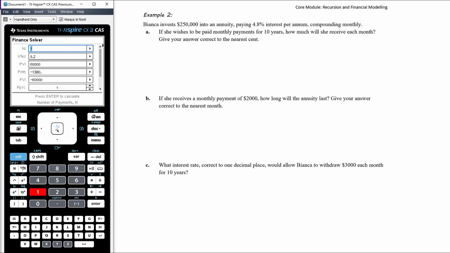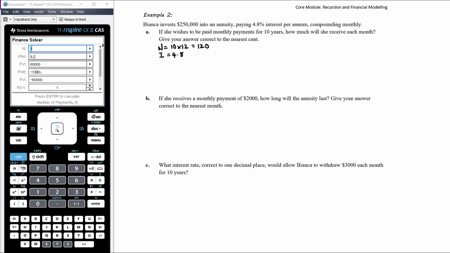Okay, so if she wants to be paid monthly payments for 10 years, how much will she receive each month? Okay, so let's set things up. Let's work out what we've got. So N: she wants to get monthly payments for 10 years, so it's going to be 10 times 12 compound periods, 120 compound periods. Interest rate is 4.8%. Remember, you don't adjust it. It's always the annual interest rate.